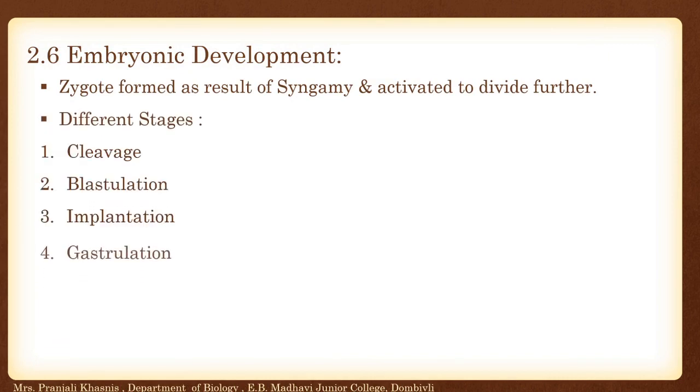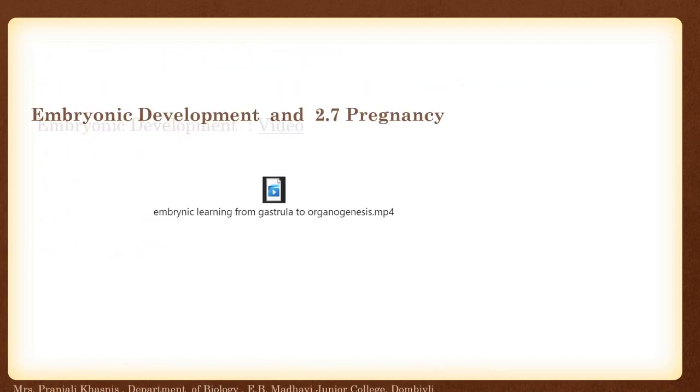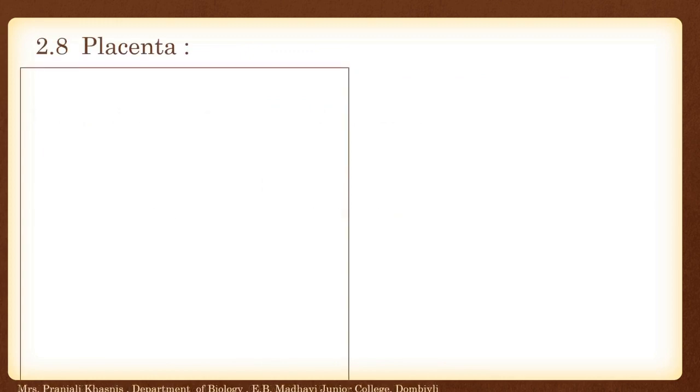The next topic is embryonic development. The zygote formed as a result of syngamy is activated to divide further. It includes different stages like cleavage, blastulation, implantation, and gastrulation. We have seen two videos for embryonic development and pregnancy. Then we are moving to the last topic.